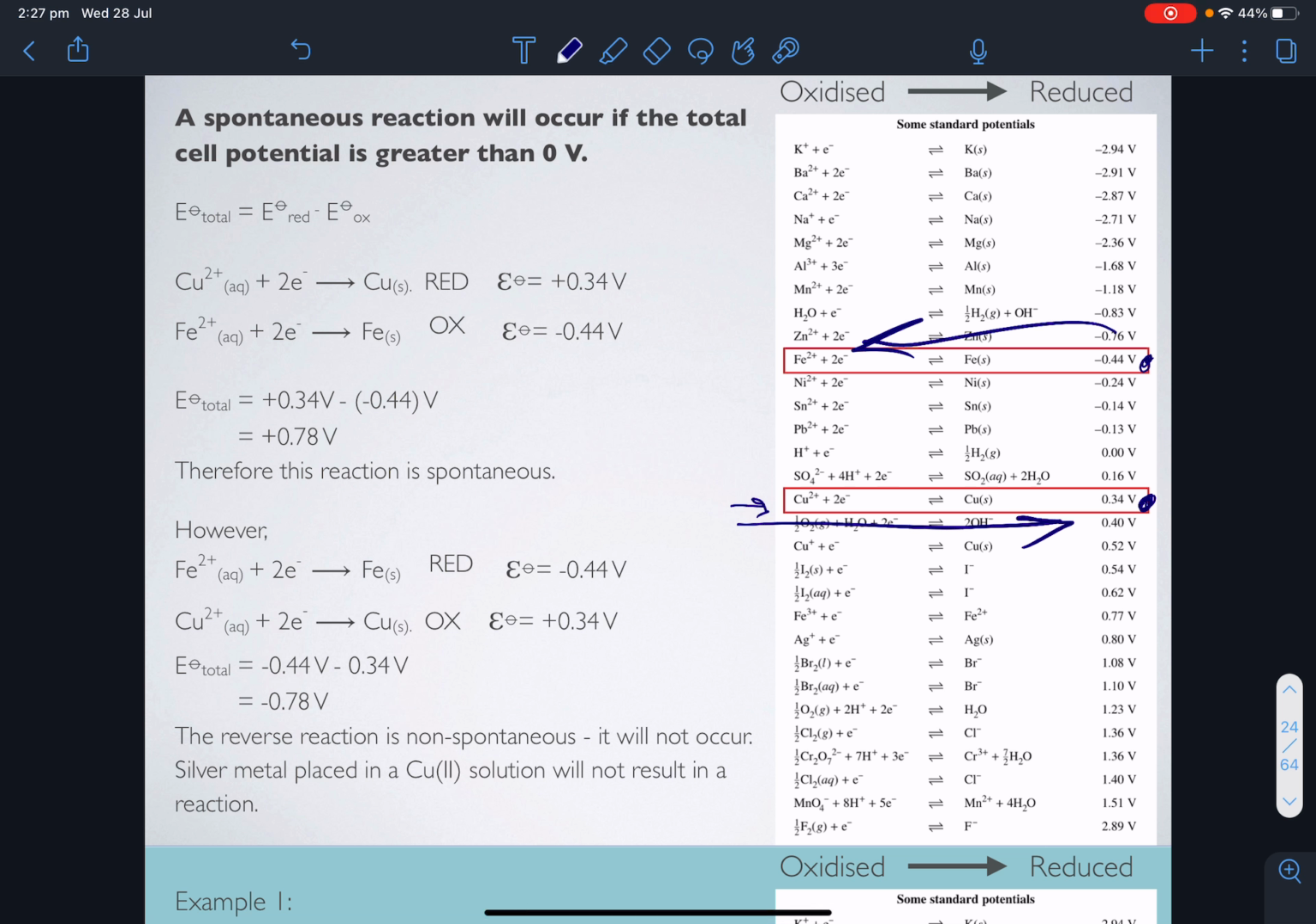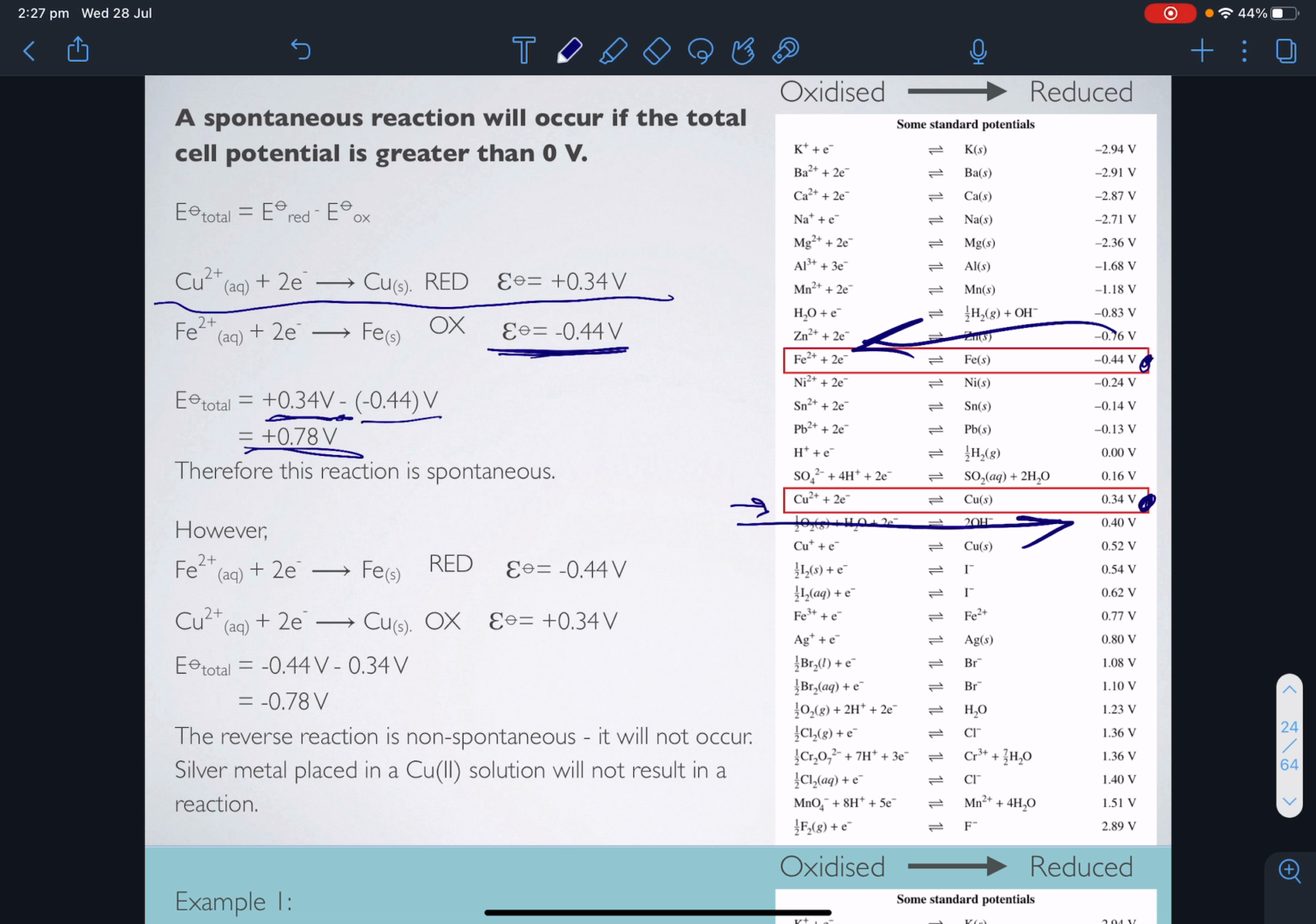But let's start putting numbers to it. So here, our reduction half is our copper, so we put positive 0.34 in, and our oxidation half that we're going to minus away is negative 0.44. So we're going to put negative 0.44. Expand that out, we get 0.34 plus 0.44. So we get 0.78 volts. It's greater than 0, so the reaction is spontaneous.